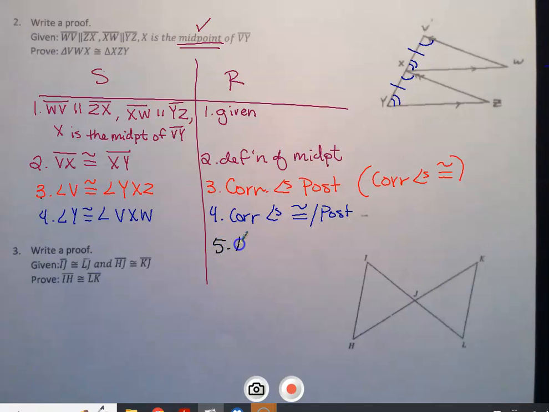What have we proved? What are we trying to prove? Oh, B. So we proved that X is congruent to X, Y. So you just proved it. Pretty awesome. You guys are getting good at this.